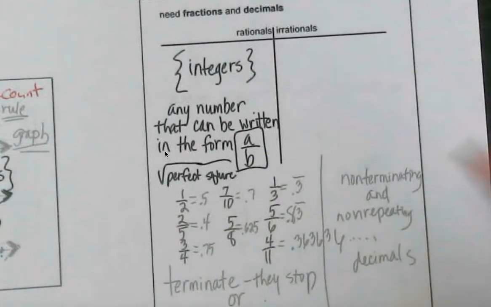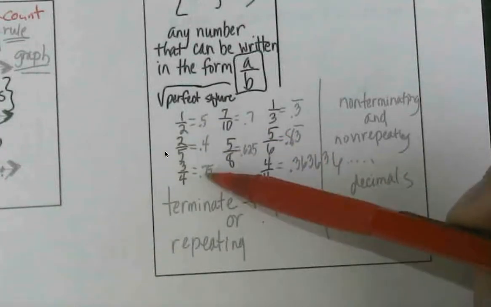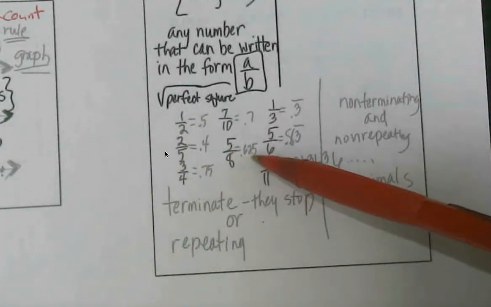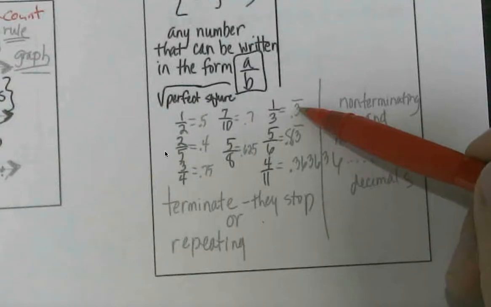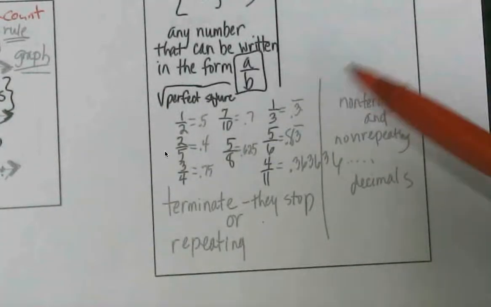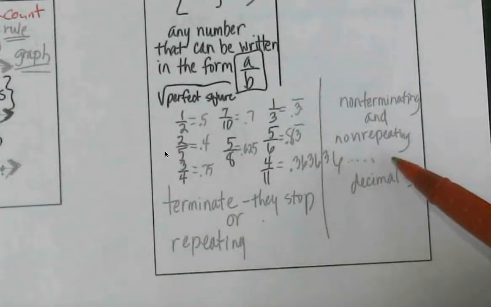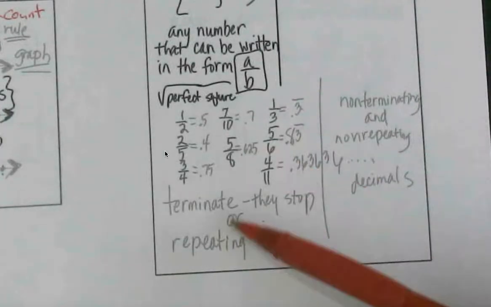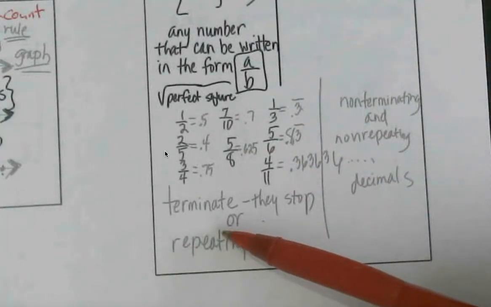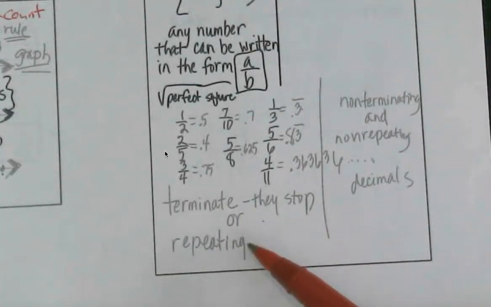And the reason this is is because they terminate, meaning they end at some point. So even though here we have a bunch of decimals listed, we have 0.5, 0.4, 0.75, 0.7, 0.625, 0.3 repeating. Notice we have a decimal that's repeating, 0.83 repeating, and 0.363636, and the dot dot dot shows it keeps going. The reason that we can classify these as rational is because they terminate and they stop, or they are repeating.